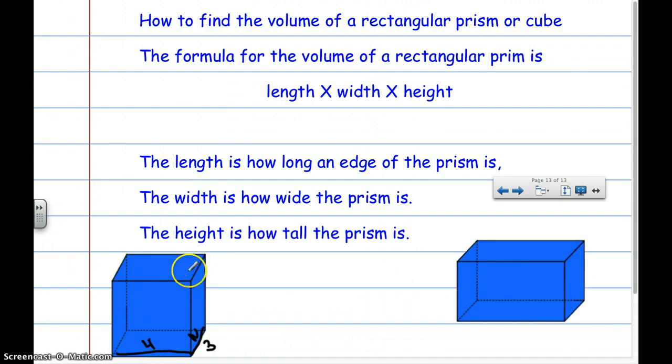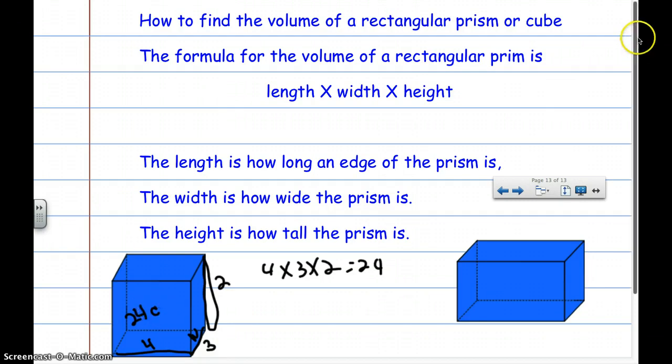So if I said this is 4, and this is the height, obviously how tall it is, and I made this 2. So if I took 4 times 3 times 2, well, 4 times 3 is 12 times 2 is 24, so the volume of this would be 24, and it could be cubic inches or cubic feet. So I would say, you could write out cubic inches, or you can say inches cubed.